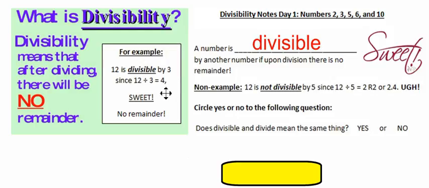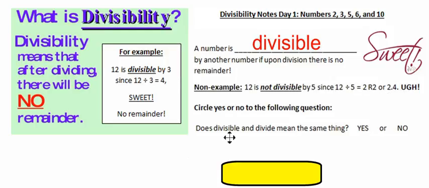An example of a number that is not divisible, like 10 divided by 3. 10 divided by 3 would be 3 remainder 1, and so that's a non-example. So 12 is not divisible by 5, since 12 divided by 5 is 2, and then there's 2 left over, or 2.4. So when you have a decimal or any remainder, it's not divisible.